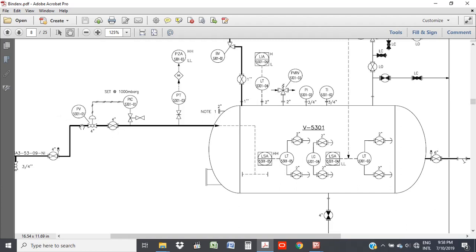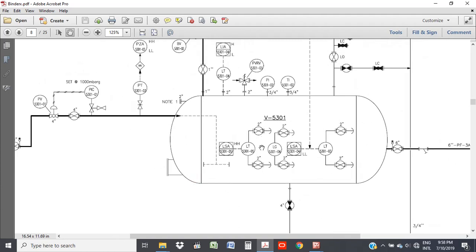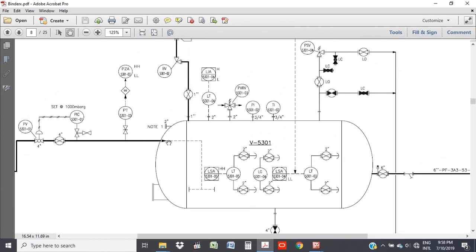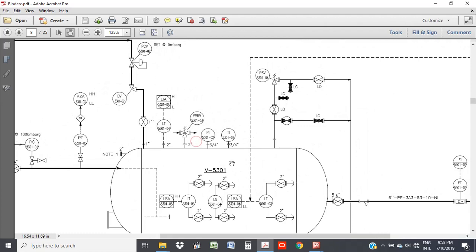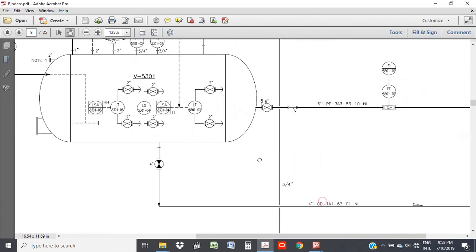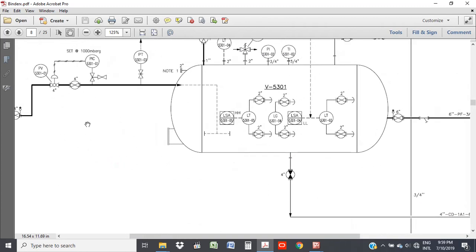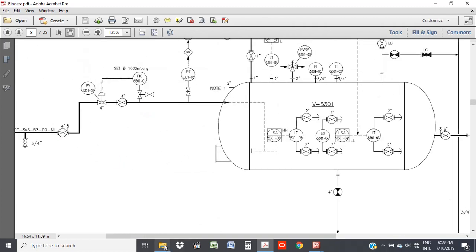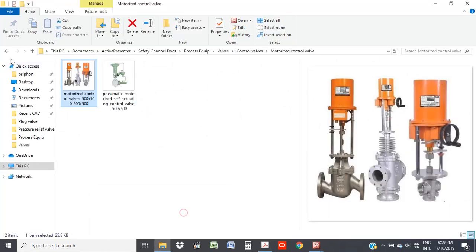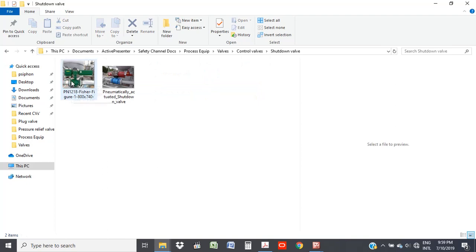But they all work in the same way: pressure control, flow control, level control. Level would just control the level of the liquid in here. Pressure would control the flow of gas coming in here, or the flow going out. And a flow valve would just control the amount of flow or volume of liquid going across. So that's what a control valve does. And then finally, we have a shutdown valve.